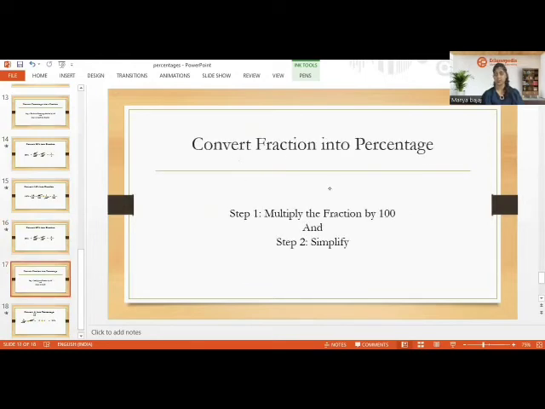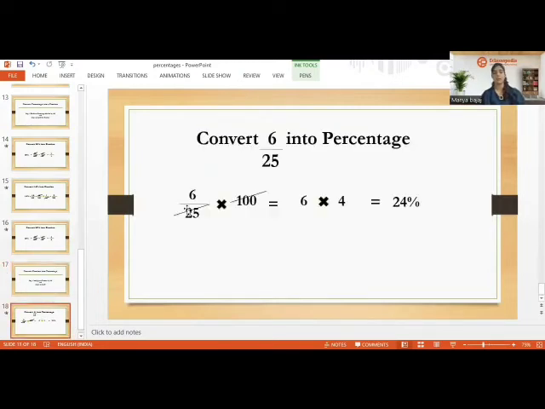Convert a fraction into a percentage. Multiply the fraction by 100, and then simplify it. For example, convert 6 by 25 into a percentage. So 6 upon 25 into 100. Now here we will simplify this. 25 ones are 25, and 100 is coming 4 times. So 6 times 4 is 24%. So 6 upon 25 as a percentage is 24%.